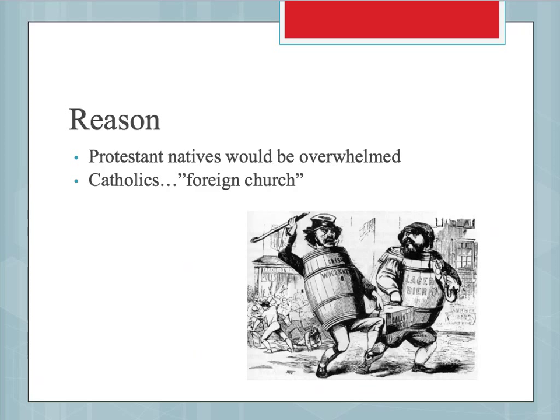Part of this stems from the Catholic-Protestant split that had been happening in Europe and the conflicts that came from it for several hundred years before this. And also because they felt like Catholicism was a foreign church. It wasn't Christianity. It wasn't the Protestant religion that they had.